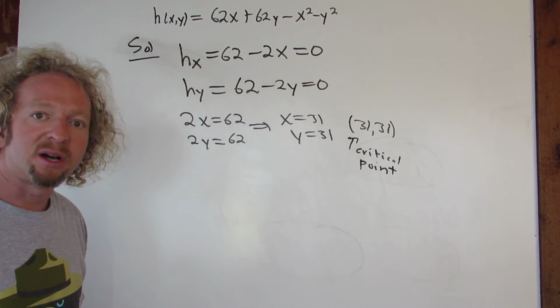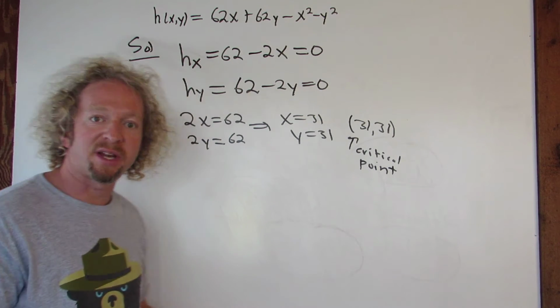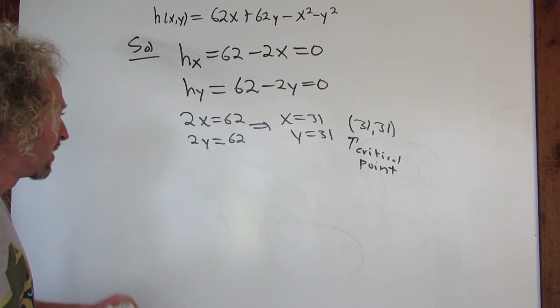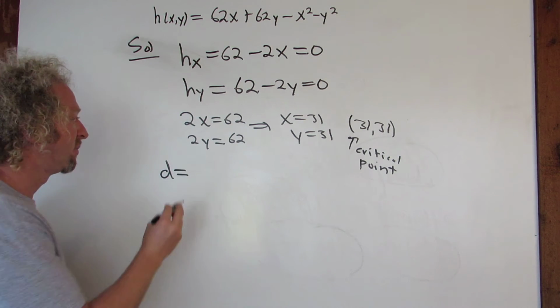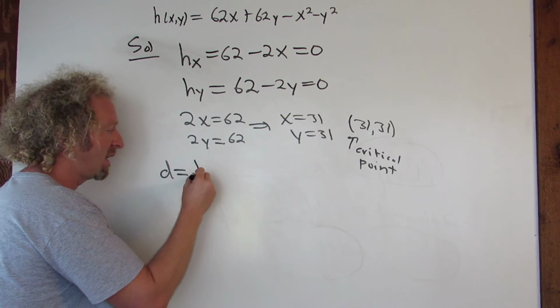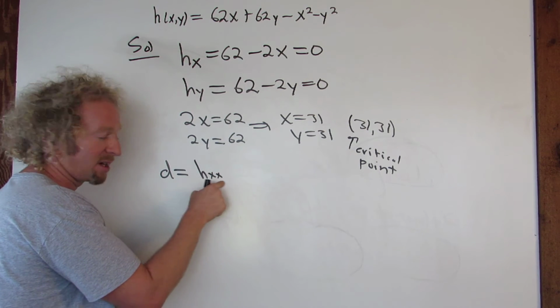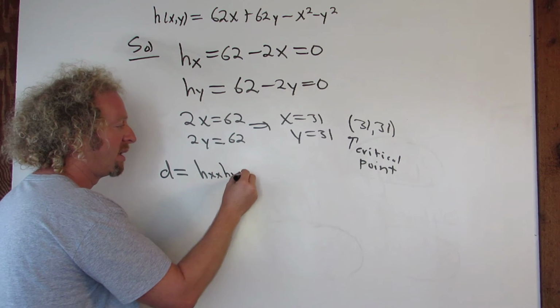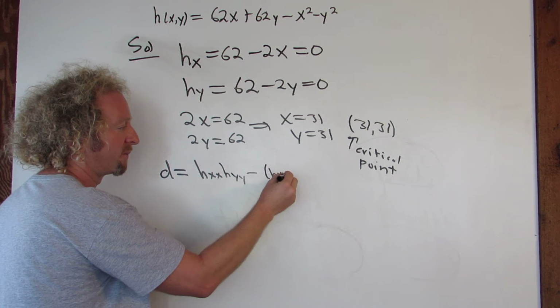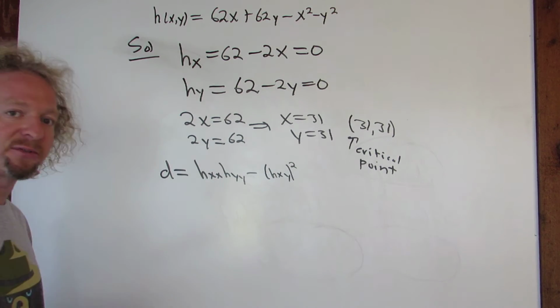So now what you do is use the second derivative test for multivariable functions. Okay, so it says if you have the quantity, little d, and that's equal to, in this case it's h, so it'll be h xx, that's the second derivative with respect to x, times h yy, minus the mixed partial squared. So if you have this quantity, there's a couple different cases.